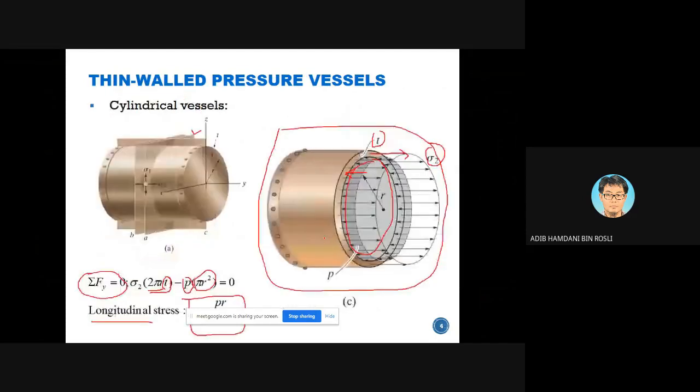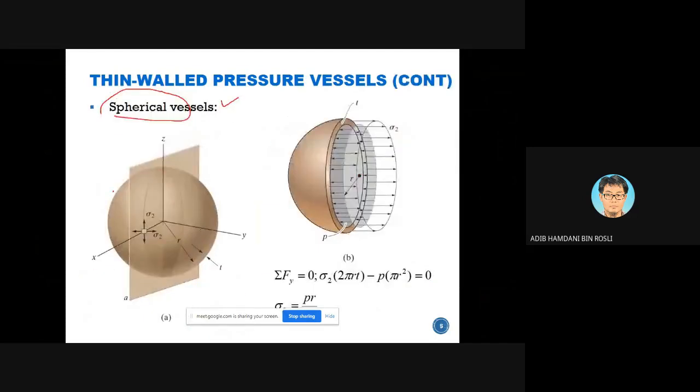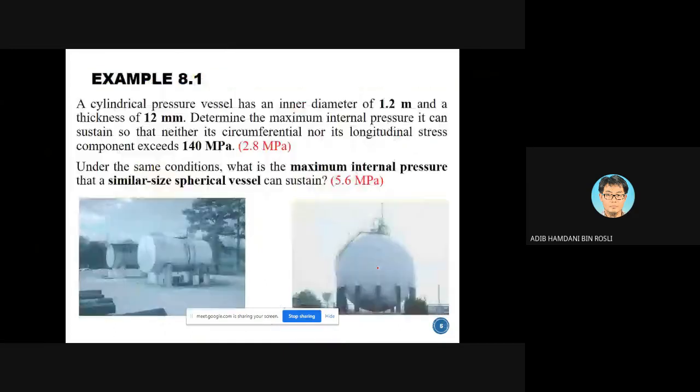Okay, let's go to the second type, spherical vessels. Spherical, where you have the constant radius all along. Here you can just have one cut, I mean, at one time you just have one cut. And then you do the longitudinal, like the one that we did in the previous slide. This longitudinal sigma 2, and then you will end up with sigma 2 equals PR over 2T. For any cut, it will be PR over 2T because you just have the longitudinal stress. You don't have hoop stress.